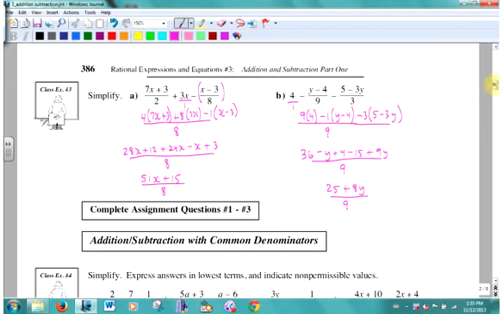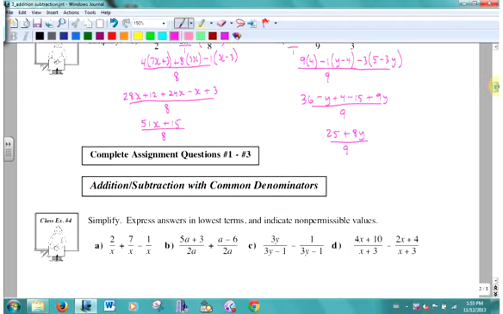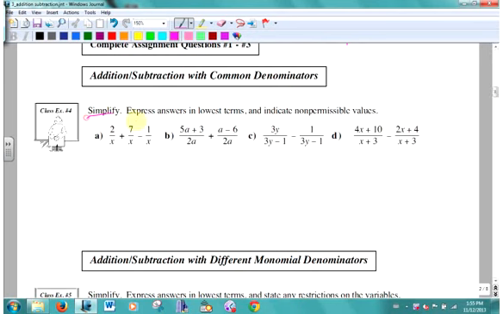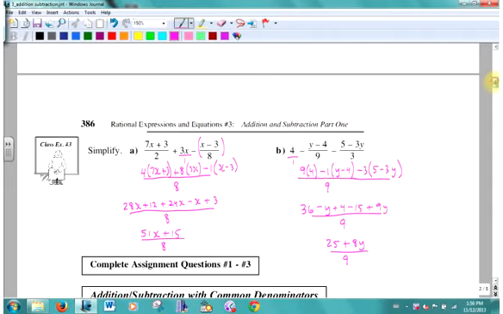Okay, couple more and that's it for part 1. Simplify. Express in lowest terms. Isn't that saying the same thing? Yeah, it's kind of saying the same thing twice, isn't it? And indicate non-permissible values, because now we have a variable in the denominator. You notice when they were numbers, not one question had a 0.